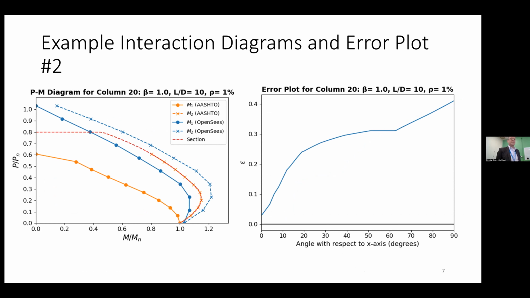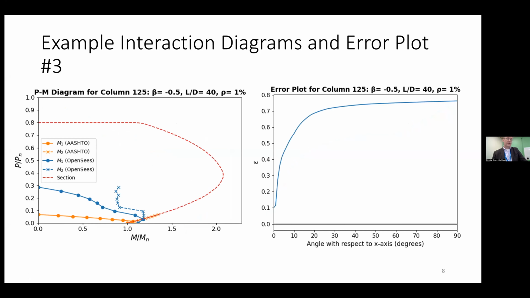Here's another column with beta equals 1, so equal end moments. A little more slender. Slenderness is 10. All right, but again, we see the section analysis and then the first and second order moments from AASHTO, and then the OpenSees results as well. And again, the OpenSees results are giving us more strength than we anticipate from AASHTO.